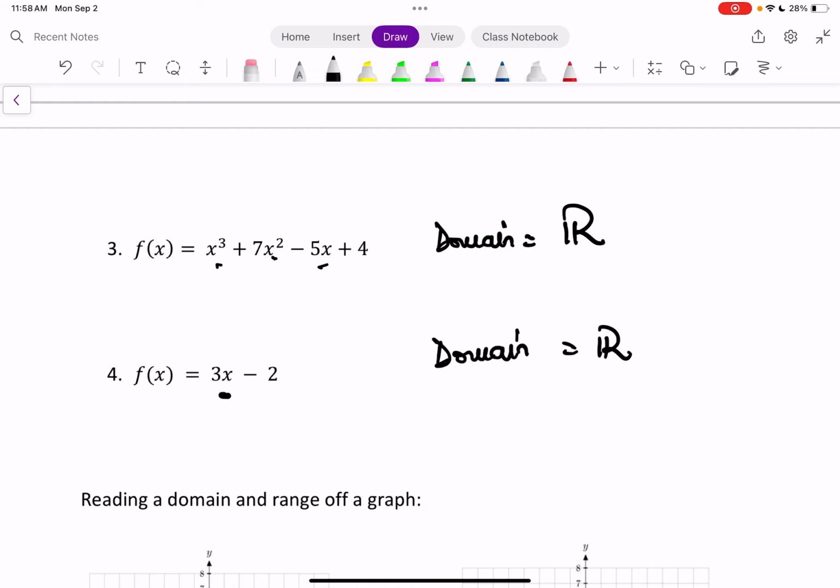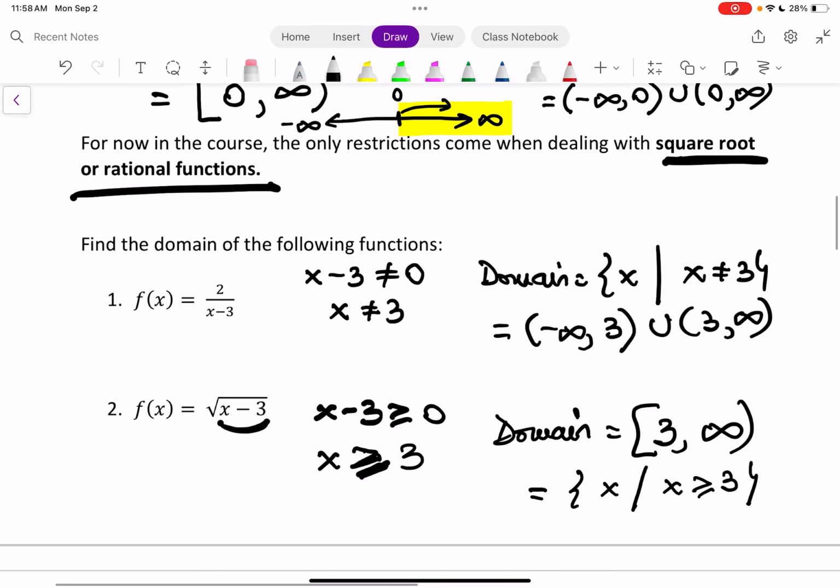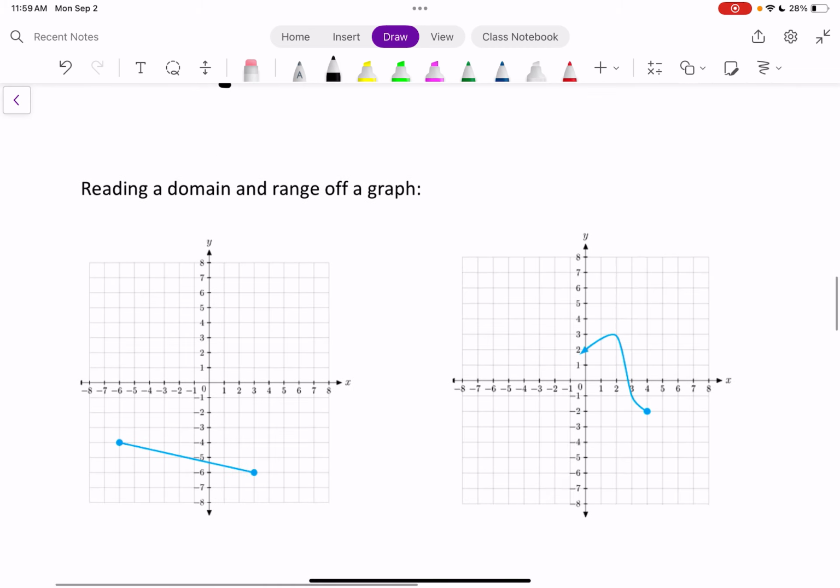So no problems here. The only problems we have are with fractions where x could become 0 in the denominator, or where the denominator could become 0. We can't have that. Or square roots where the quantity inside could become negative. So again, we don't want that.